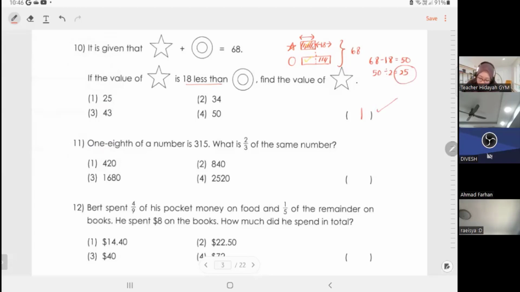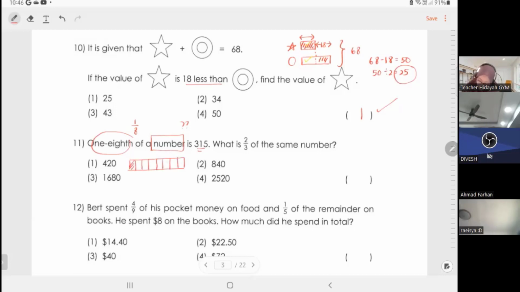Number 11. 1/8 of a number is 315. What is 2/3 of the same number? Another way to do this, if you don't understand, is to rewrite all this information. So 1/8 of a number is 315. First things first, what is the number? Let's find the number. How do I do that? Draw the model. If you don't get it, draw the model. Cut it into 8 parts.